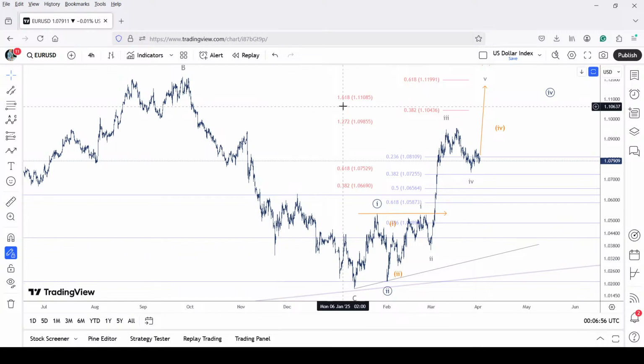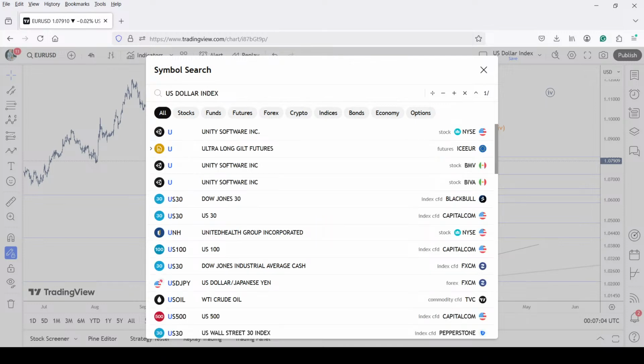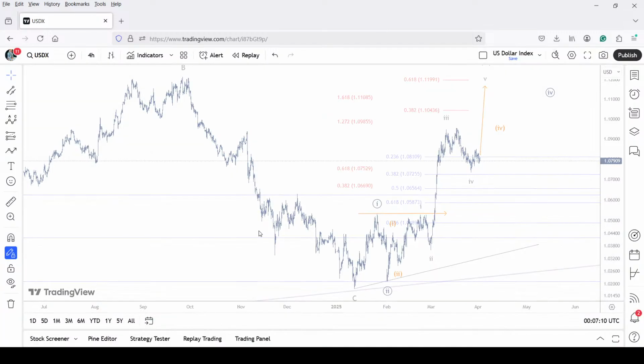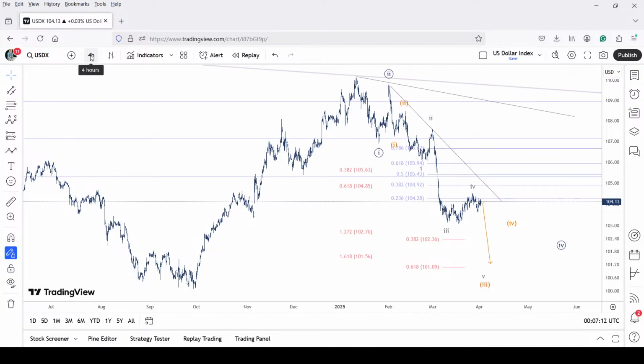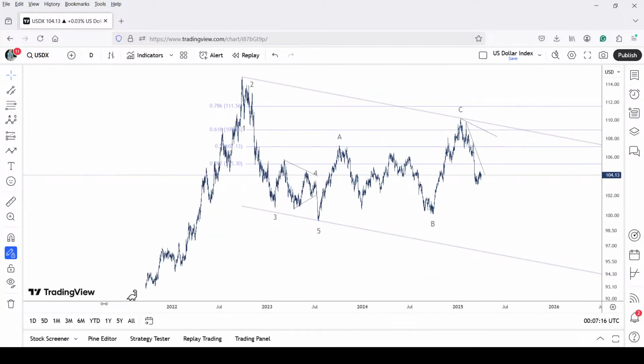All right, now let's look at the dollar index, please. We'll start with the dollar index on the daily chart to go through the larger degree counts first, and then we'll come back to the 4 hours and, if required, the hourly chart.